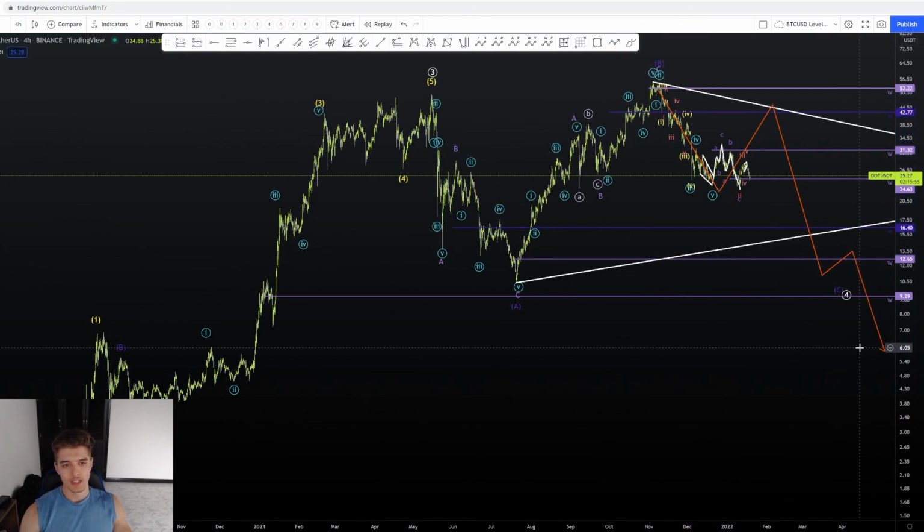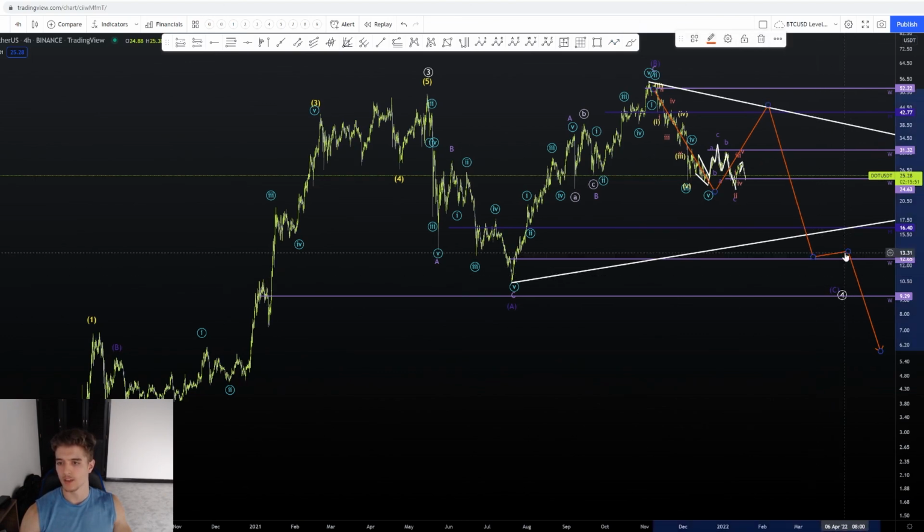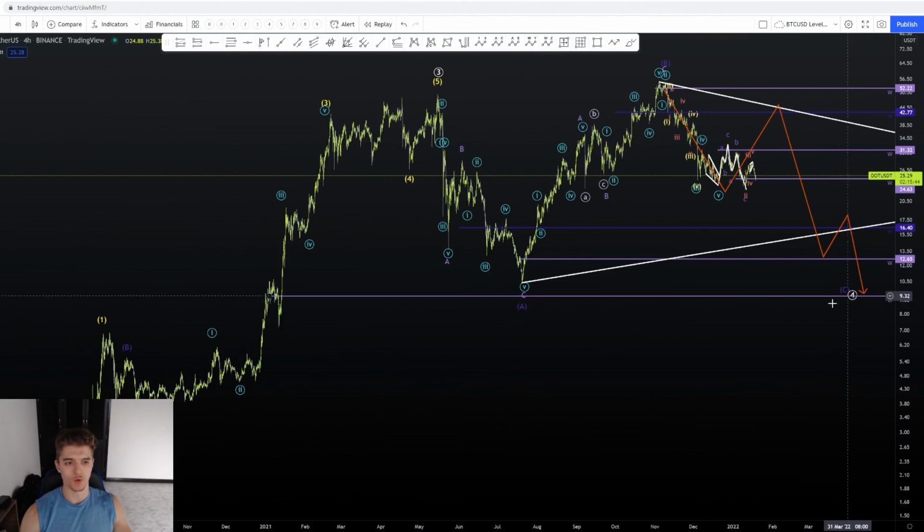And okay, yeah, I probably wouldn't expect it to come that low. I would probably say my limit would be around this weekly level right here, maybe a little bit lower. But of course, we cannot take out the top of this wave 1 right here around $6.80.